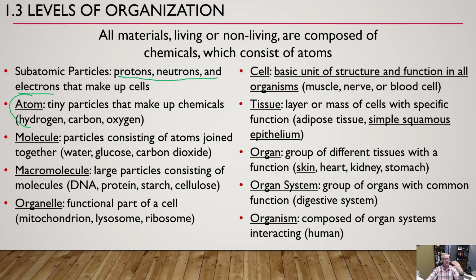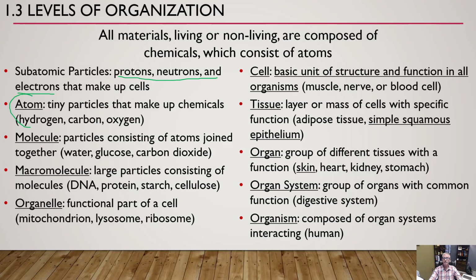We have muscle cells, nerve cells, red blood cells, white blood cells, kidney cells, liver cells. And when we have a bunch of cells that work together to form a common function, we say that's a tissue. We have adipose tissue, that is basically fat. We have simple squamous epithelium, that's a type of tissue. We have nervous tissue. We have connective tissue, like your ligaments, your tendons.